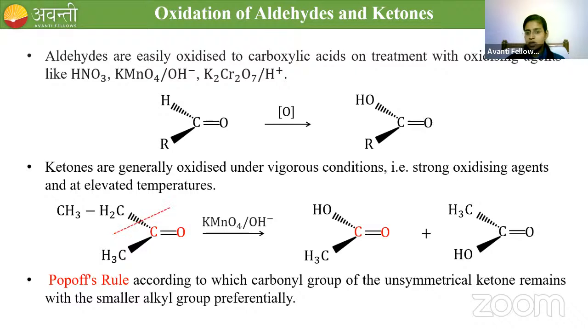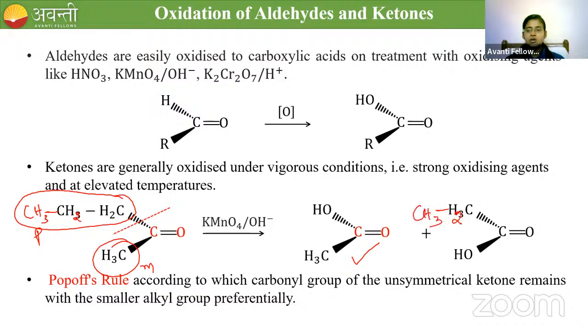This bond will be broken. If I have CH2, CH2, CH3 like this, what will happen? This is propyl and this is methyl. Again, methyl has only one carbon. So the C=O will stay with methyl and give this product. And the other product will be COOH, CH2, CH2, CH3.